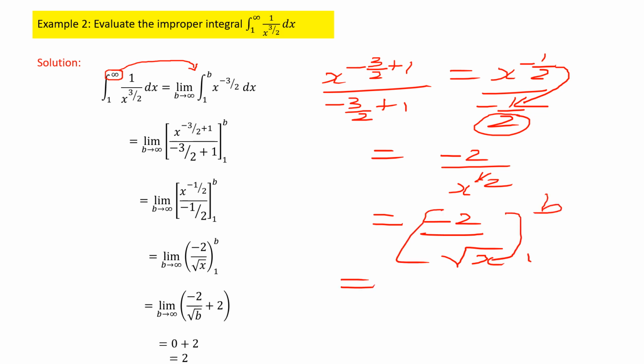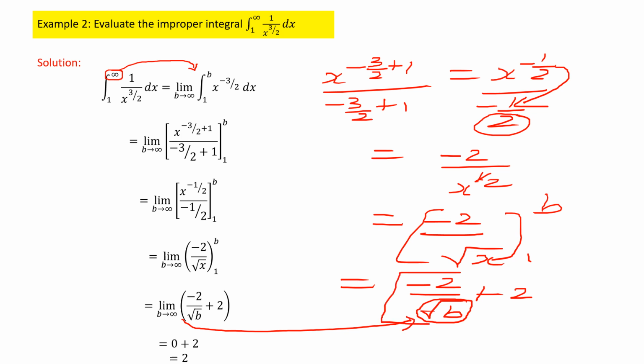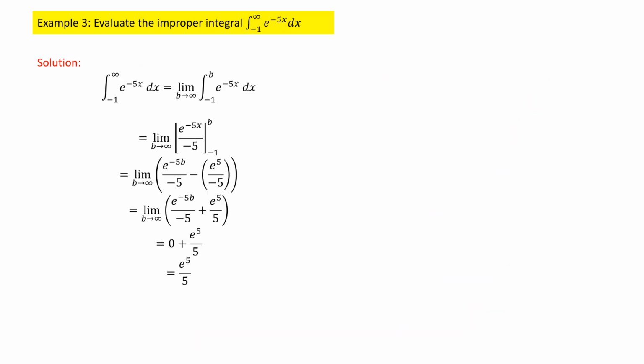If I apply the upper limit, I will get minus 2 by square root of b. The lower limit will give you plus 2. Then the last step, let me replace b by infinity. If I apply infinity, as I told you before, the first term will become 0. So I am left with 2. So the answer for this integral is 2. Then I can say the given improper integral converges because I am getting a finite value.